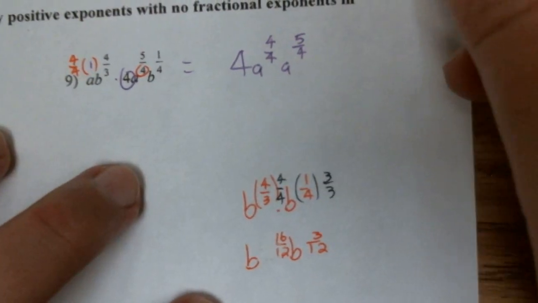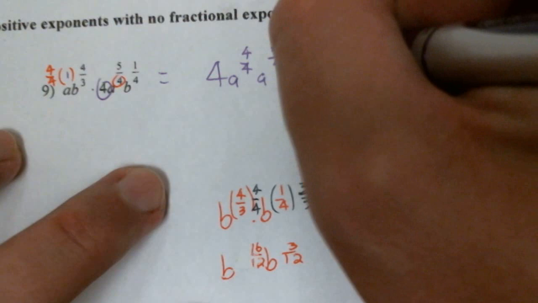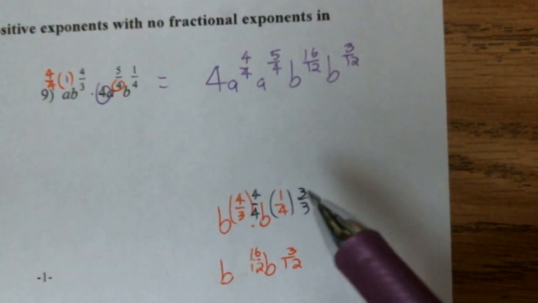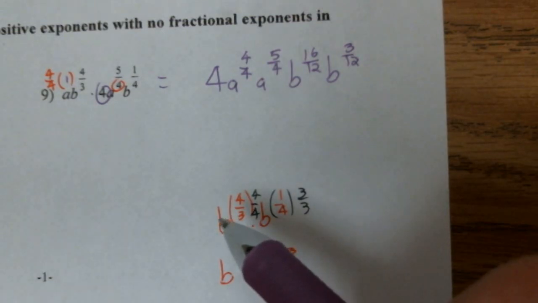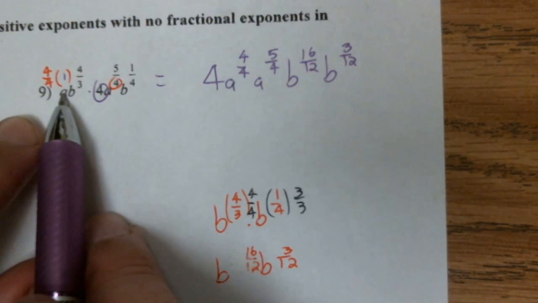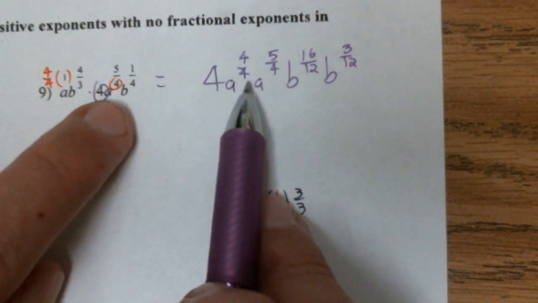Okay, so now let's go back up here, back in purple. So now I've got b to the 16/12 times b to the 3/12. Okay, do yourself a favor and do a little 1-second gut check and go back and make sure, is a to the 4/4 the same thing as a to the 1? Yes. We left that alone.